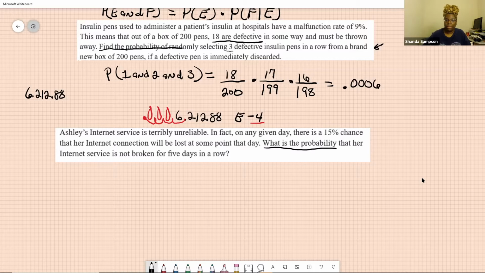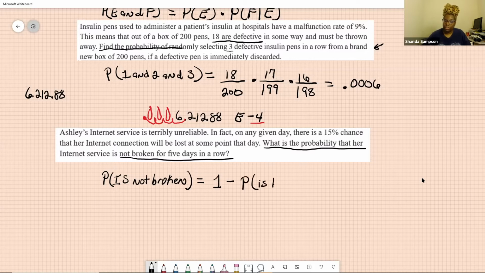What is the probability that her internet service is not broken for 5 days in a row? Now, you do have to recall something. Remember that in the last section, we talked about that sometimes it's easier to find the probability that it's broken as opposed to not broken. So we'll talk about that in a second. The probability that it is not broken, what does that mean? That's equal to what? That's when we talked about it earlier. 1 minus the probability that it is broken. That's the probability of our internet service being not broken.